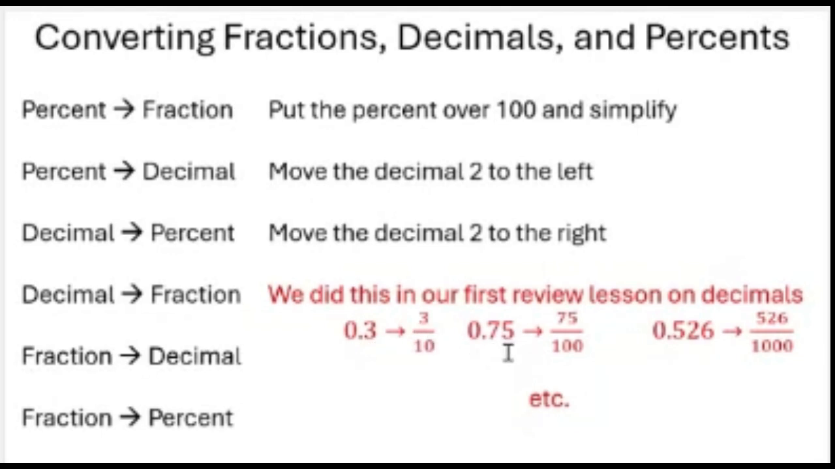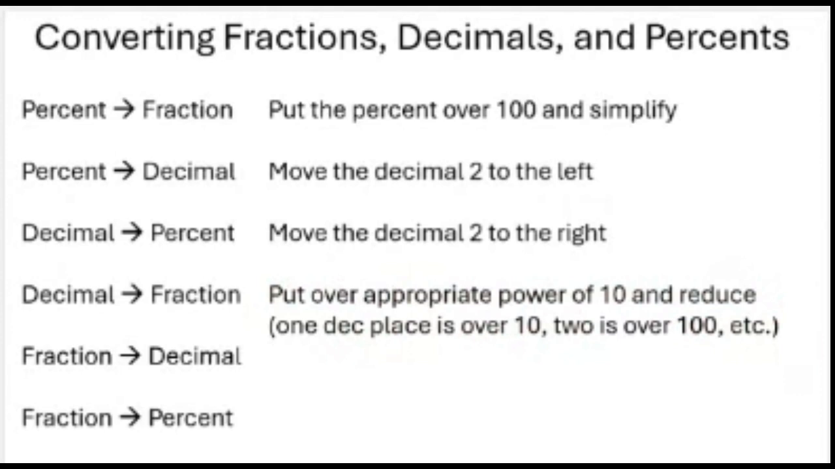Two decimal places going to the hundredths is 75 over 100. Three decimal places going to the thousandths is 526 over 1,000, and so on. And then you would have to reduce whatever you get there as your fraction answer. So putting that in words, for decimal to a fraction, we put the number over the appropriate power of 10, depending on how many decimal places there are, and then we reduce.